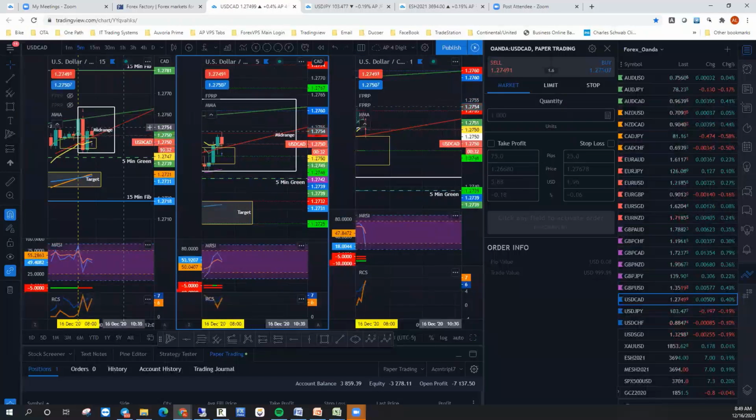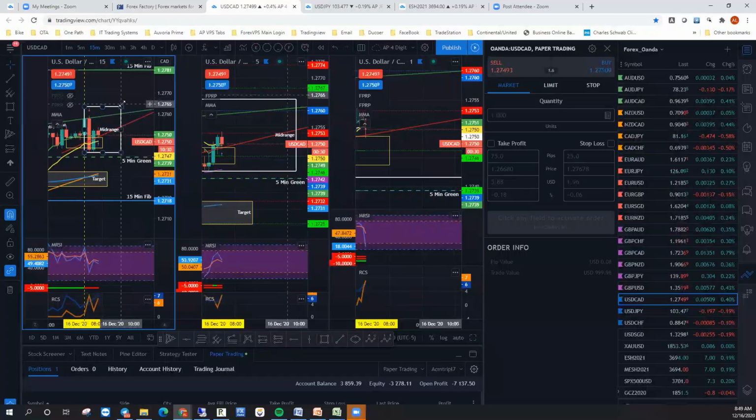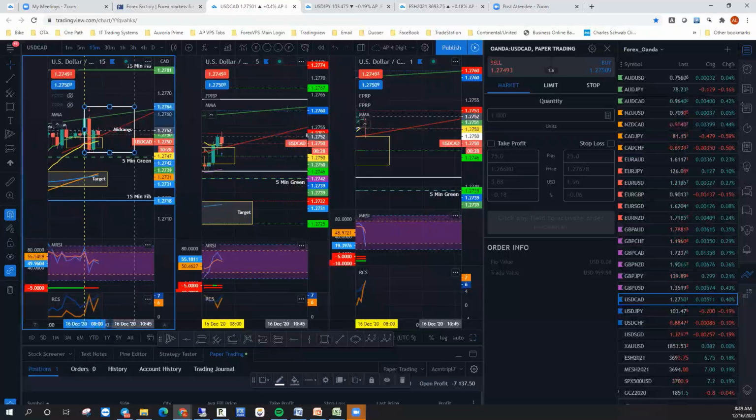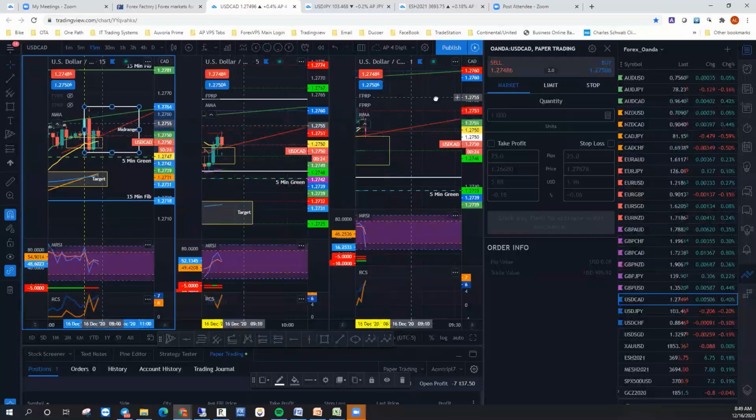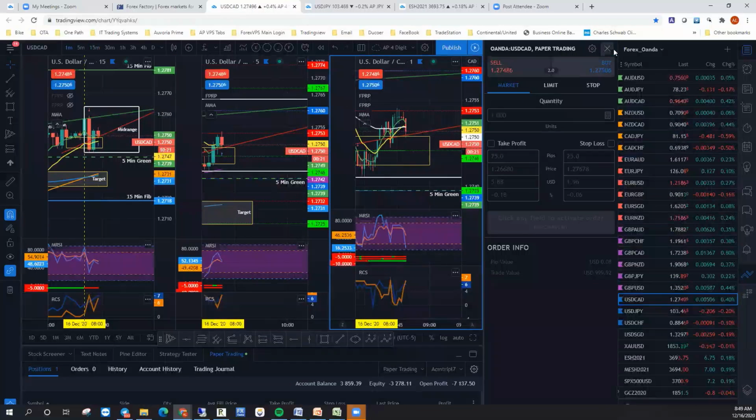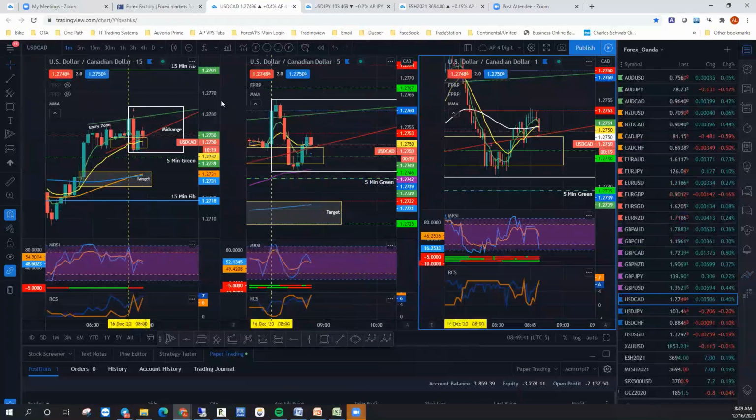We have a green or red candle on the 15-minute, which is an active green candle or red candle. So this is red. This one's red. This one's red. All three of those are red. So it's still showing pressure to the downside.